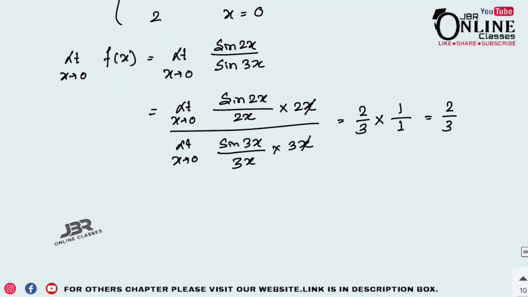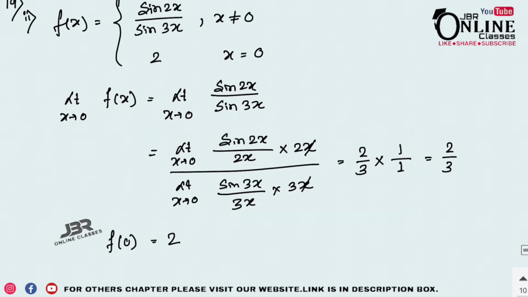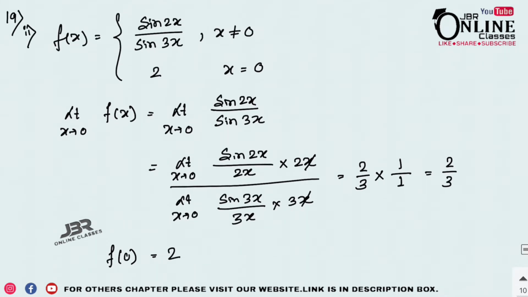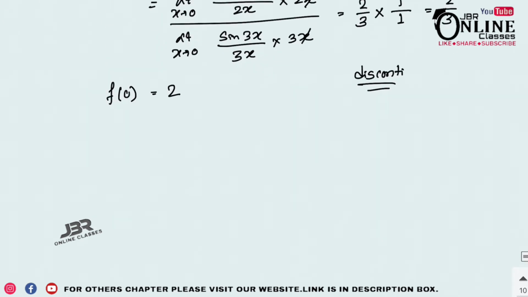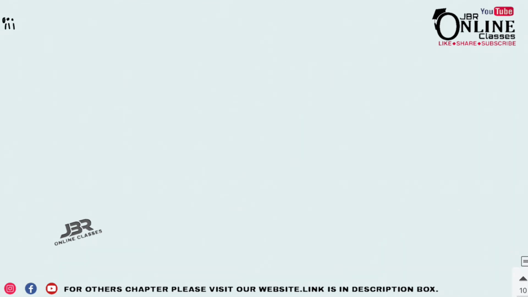Now next one for f(0). So f(0), that one equal to 2, it's given. So as here the limit x tends to 0, f(x) equal to 2 by 3, but f(0) equal to 2, that means not equal. So this one also discontinuous at the point x equal to 0. Okay, discontinuous at the point x equal to 0. Now the third one. Okay, so in the third one, here you have cos 3x minus cos x by x square.